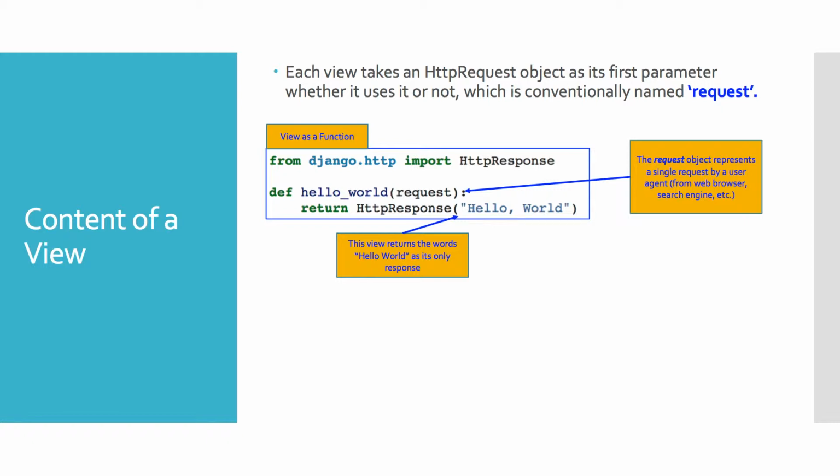The request object represents a single request by a user or a user agent from a web browser or search engine or whatever it is, and it holds all the metadata about that request. That's why it's important. And then it returns a response known as an HttpResponse. And in this case, it's simply the string hello world. So if this particular view were to be rendered, and provided we built a template, we would be able to see hello world.